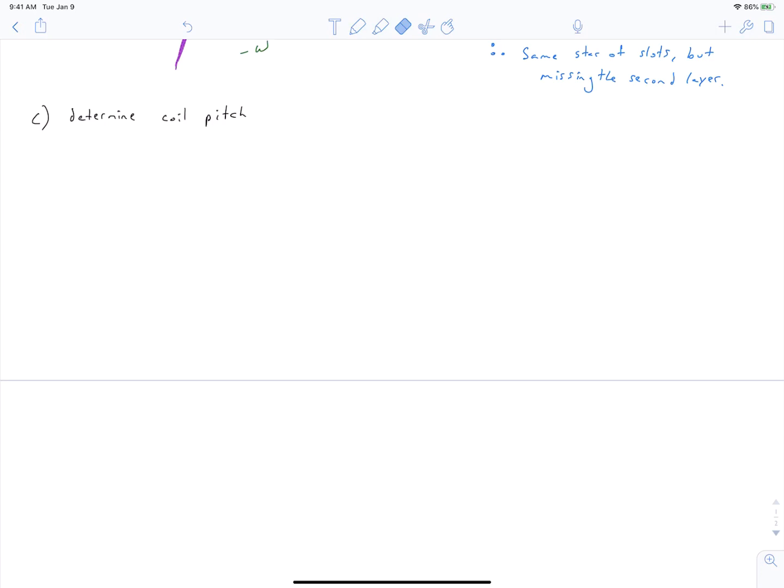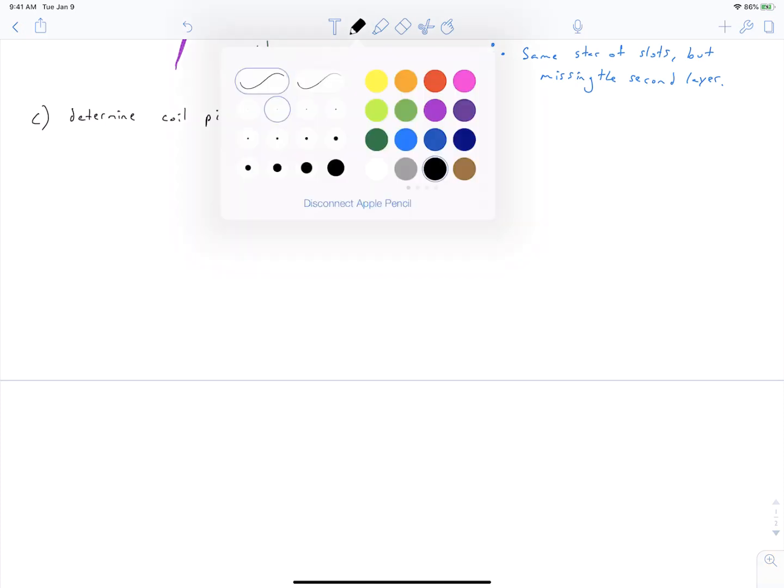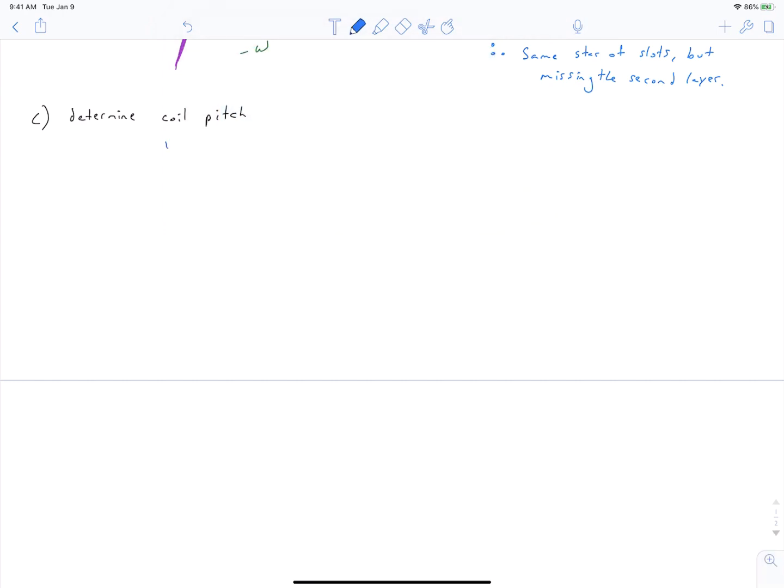Next, I want you to propose the coil pitch for this. This is a little bit arbitrary, or trivial, I should say, because I've already told you it's a concentrated winding. So please go ahead and do this or watch me do it. We can see a full pitch coil would be 6/5 of a slot, and so we'll round this down and obtain a pitch of 1 slot.